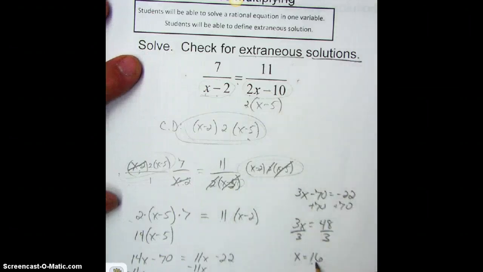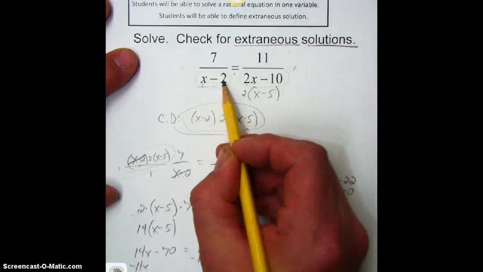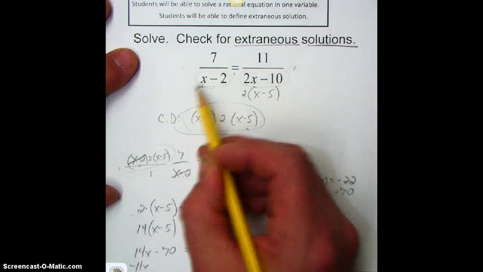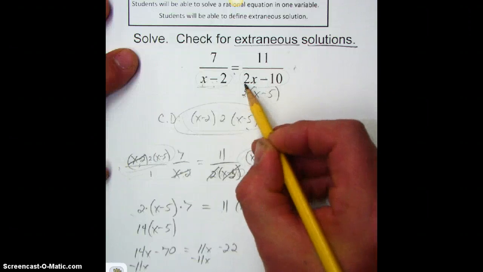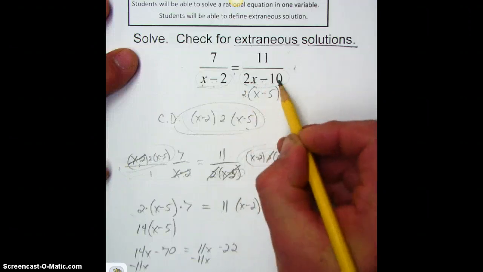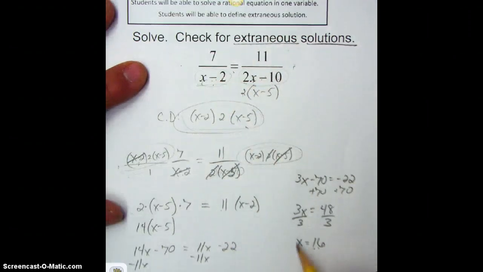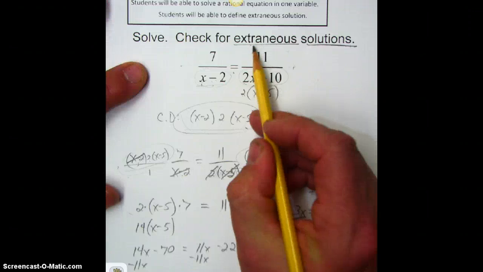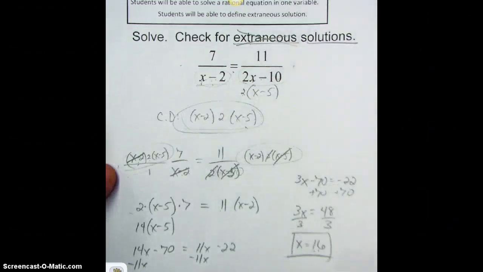So I'm gonna take 16, which is my only solution. So 16 minus 2 is 14. So that works on that side. 16 times 2, which is 32, minus 10 is 22. So I did not get 0 on either side. So therefore, this is a solution, and I don't have to worry about that. There's no extraneous solutions. All right.